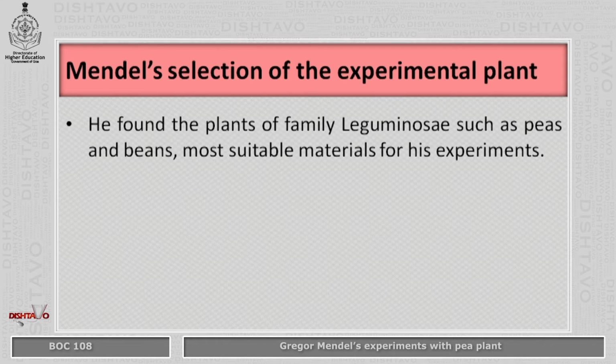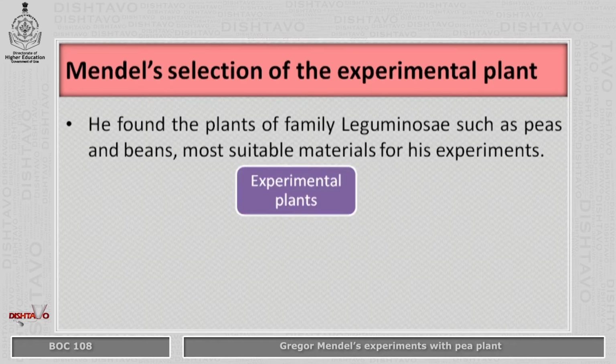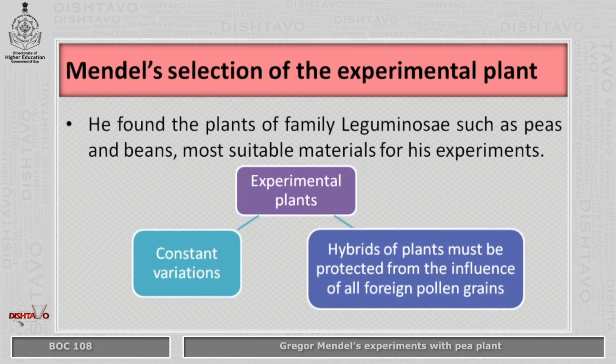Now let us see Mendel's selection of the experimental plant. Mendel was very careful in selecting his experimental plant. He found the plants of family Leguminosae, such as peas and beans, most suitable materials for his experiments. His experimental plants required constant variations, and also the hybrids of the plants must be protected from the influence of foreign pollen grains.